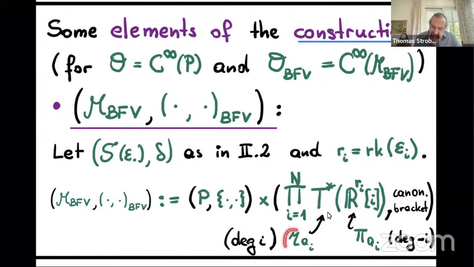Usually in the BFV, these are the ghosts and these are the anti-ghosts. So normally one would like to think of them the other way around. These are the fiber linear coordinates, but here they come out like that. And the degrees are such that they are now of degree minus i, these ghosts. So before this resolution, the degree was positive, but we want to flip this around to get not a homology, but a cohomology.